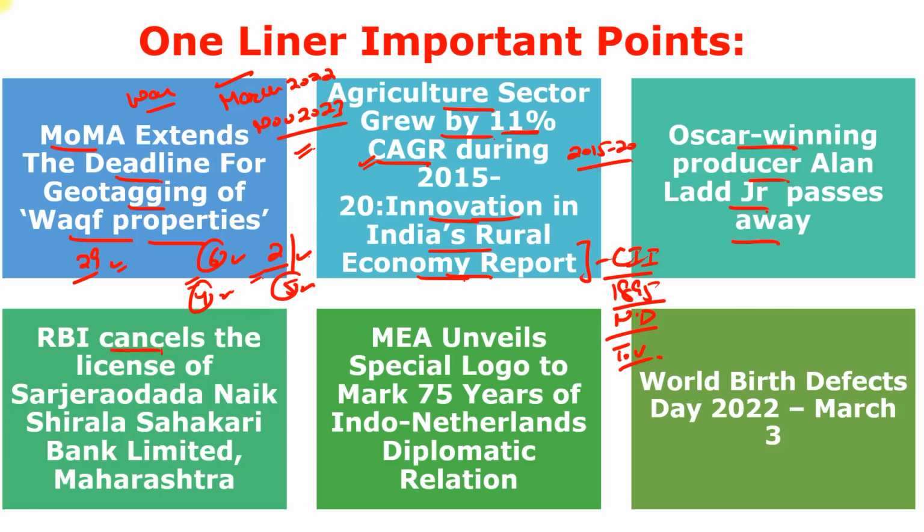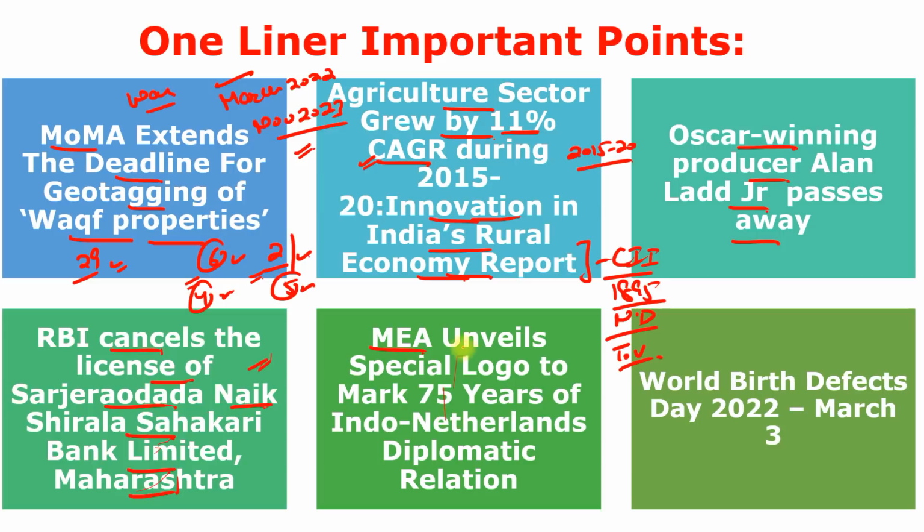Next, RBI cancelled the license of Sarje Rao Dada Naik Shirala Sahakari Bank Limited, which belongs to Maharashtra. So you have to just remember this Sahakari Bank belongs to Maharashtra, and the bank is found to lack adequate capital and the earning prospects.